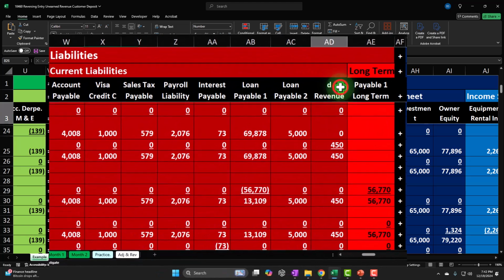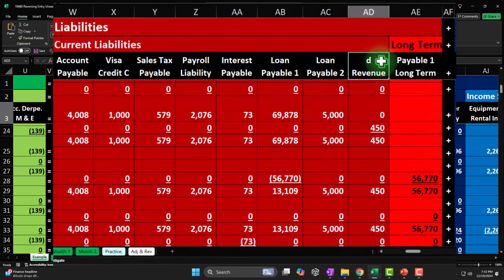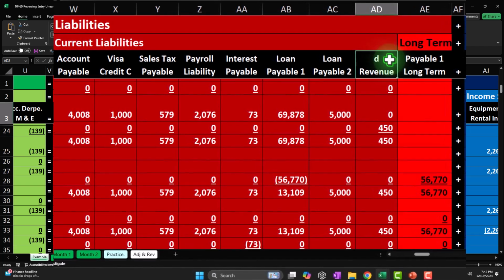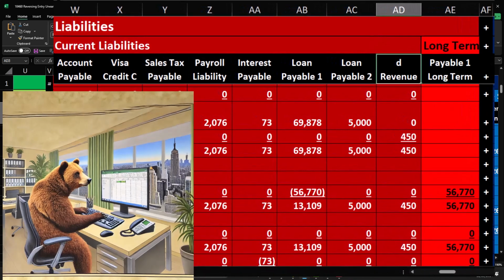And then, which I believe is this one, unearned revenue. And then once you earn the revenue by providing the software, then you're going to take it out of unearned revenue, decreasing the liability, recording then the revenue.